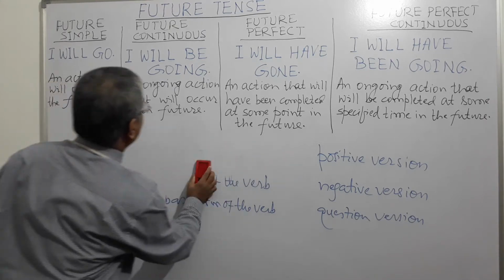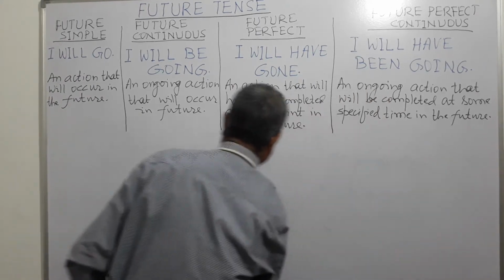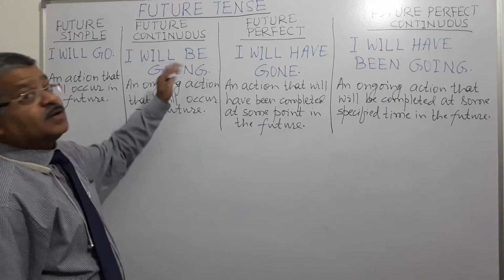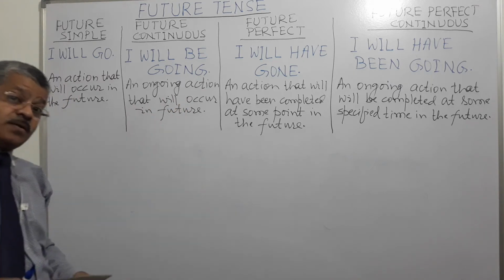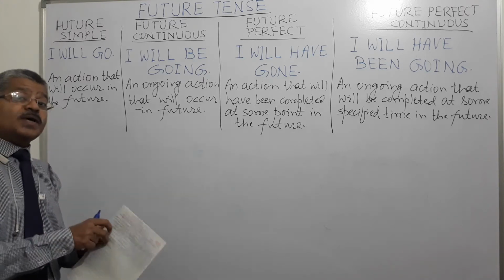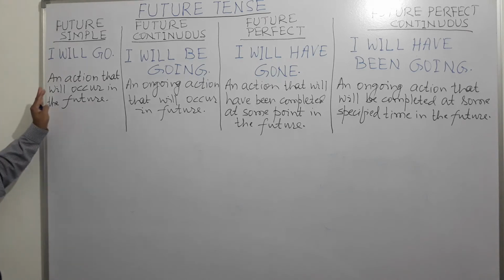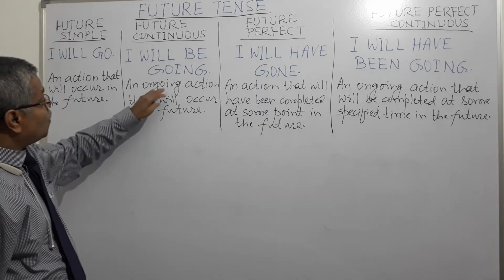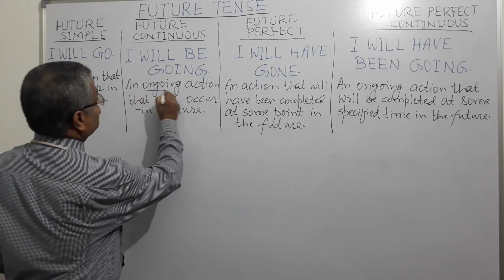Right? Now we go to future simple. Now we go to future continuous. And what is that? Future continuous. In future continuous, the sentence is I will be going. An ongoing action that will occur in future. Right? We are talking of the future and of an ongoing action that will occur in future.